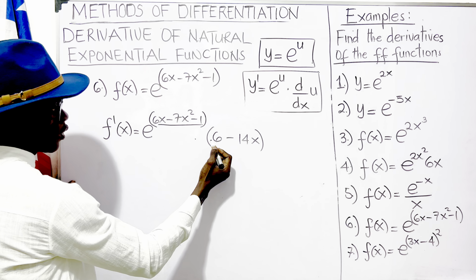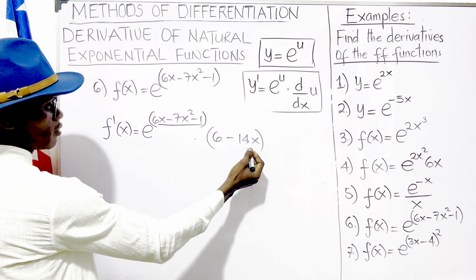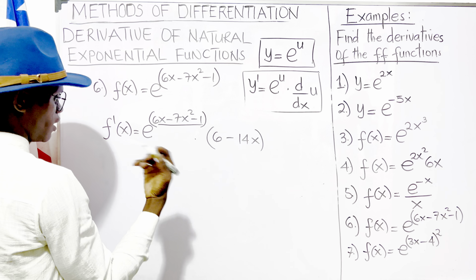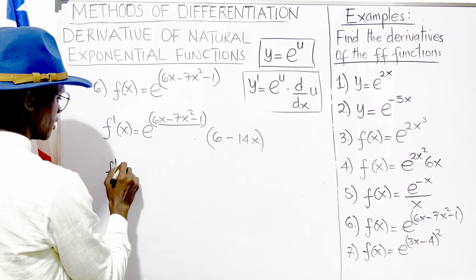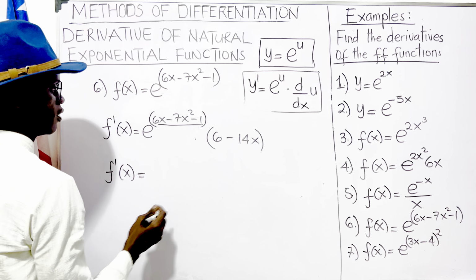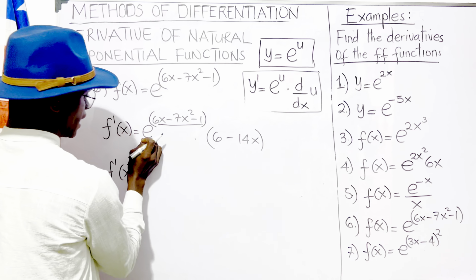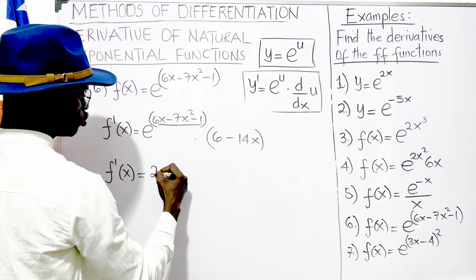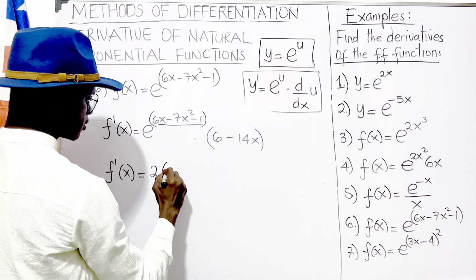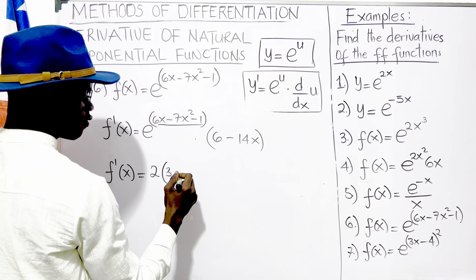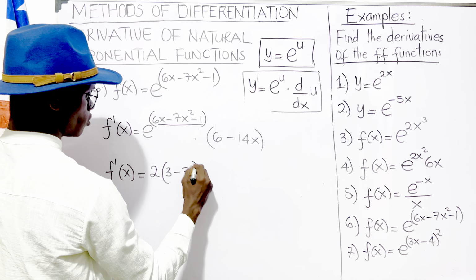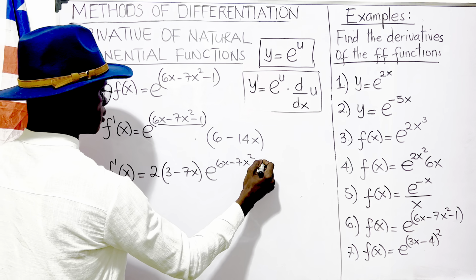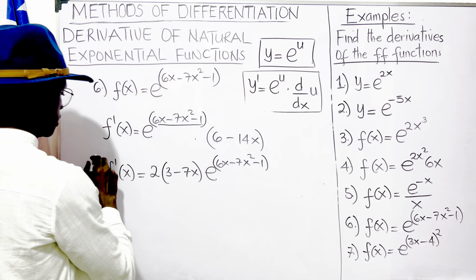So this 6 minus this 14x. We can factor out something there, or we just leave it as it is. But let's factor out. This entire factor is coming behind this e. We factor out 2 because 2 is common to both of them. 2 goes into 6 3 times, and 2 goes into 14 7 times. Times e raised to the power 6x minus 7x squared minus 1. So this is our answer.